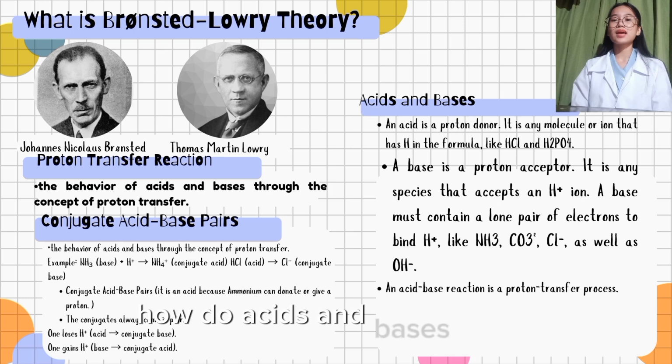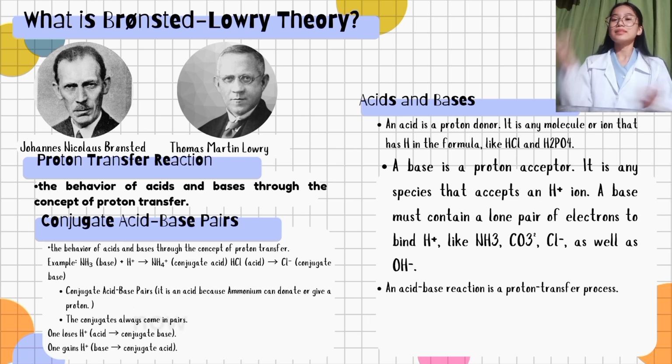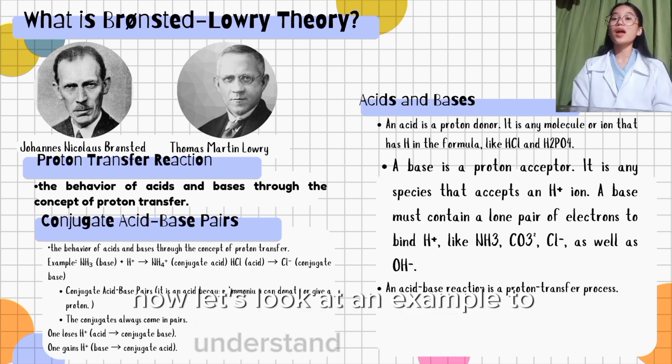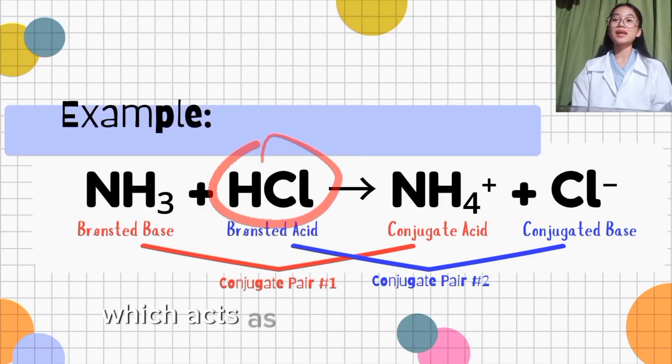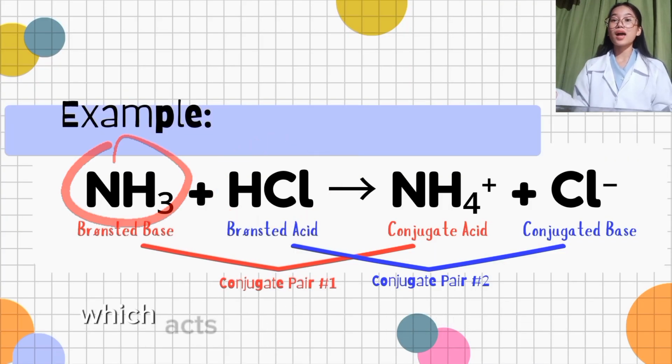How do acids and bases react? Now, let's look at an example to understand this better. Take hydrogen chloride, which acts as the acid, and ammonia, which acts as the base.